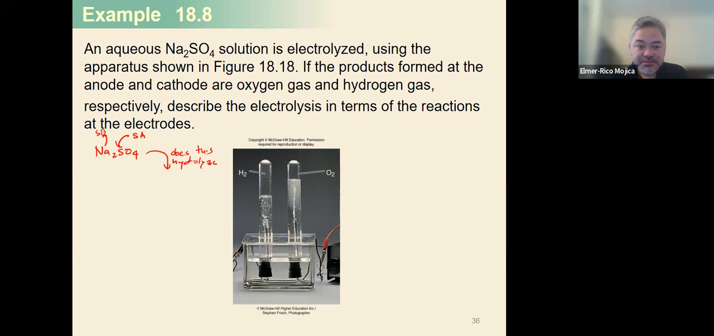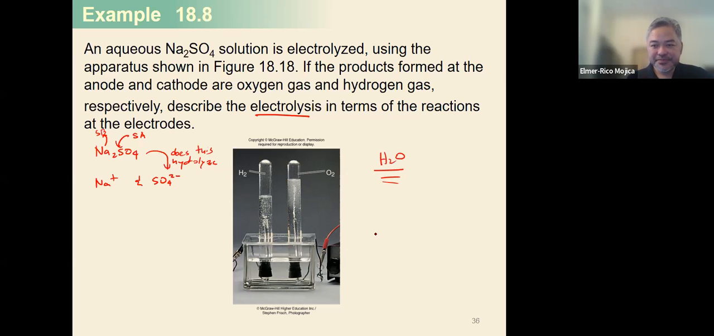So what does this mean? Since they don't hydrolyze, there's no Na+ and sulfate ion that is available. Na+ will not be acted upon by the cathode, and SO4 2- will not be acted upon by the anode. So what do you have there? Which one participates in the electrolysis? What's the other component that you have there?